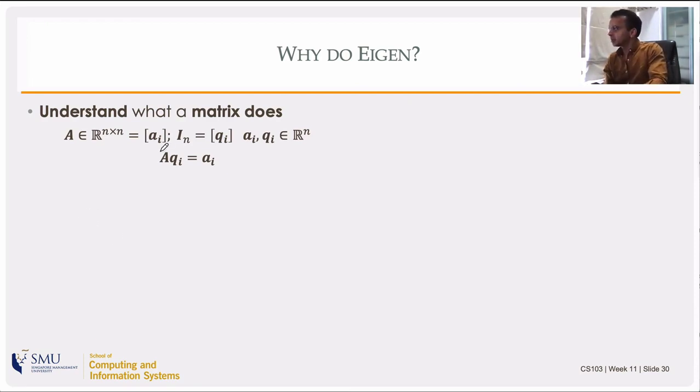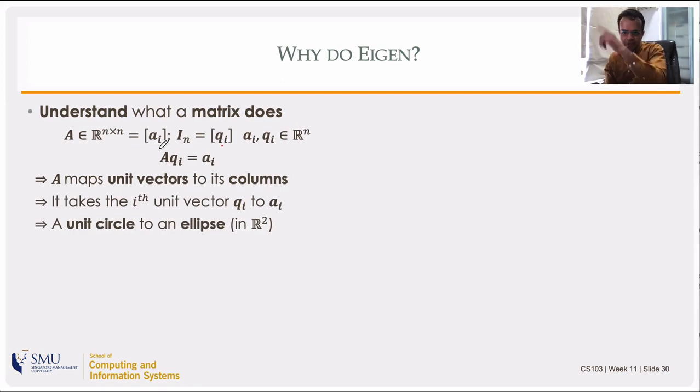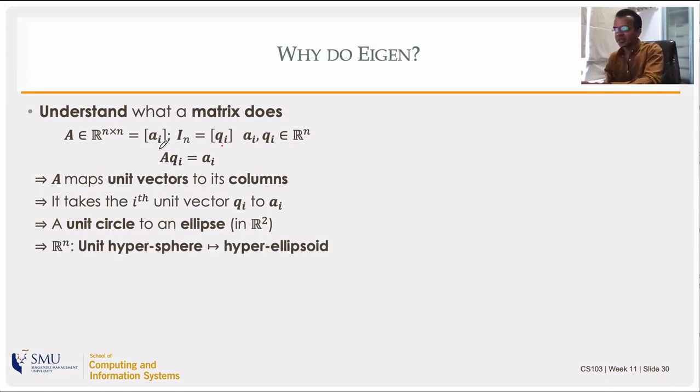So if you have the columns of the matrix A_i, and the identity matrix whose columns are q_i, those are the unit vectors, what the matrix does to the unit vectors in the identity matrix is what it's going to do to every other vector. So it maps the unit vectors to its columns. So A is a mapping of the unit vectors q_i to A_i. So it will take the unit circle, by which I mean every vector pointing to any point on the unit circle, and it will become a point on the ellipse. It will transform those vectors to vectors whose tips are on the ellipse. Okay, so that's what it's going to do in R2.